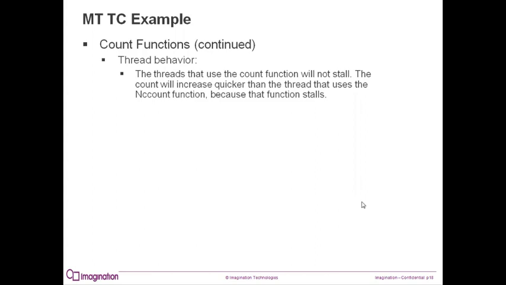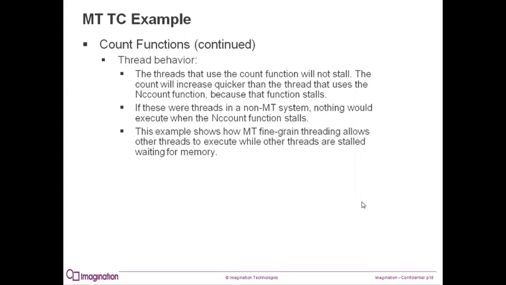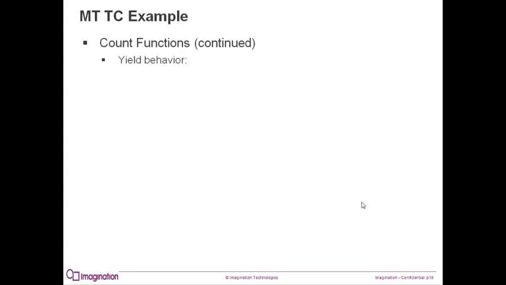What you will see is the threads that use the cache address to increment their counter will not stall, and these threads will execute more than the thread that is writing to the uncached address. This is because the threads using the cache address will be allowed to execute while the thread that uses the non-cached address stalls waiting for a load to complete. Fine-grained multi-threading allows other threads to execute while other threads are stalled. Normally, these stall cycles would be wasted on a non-threaded CPU.